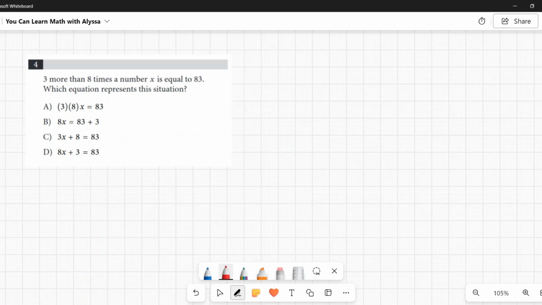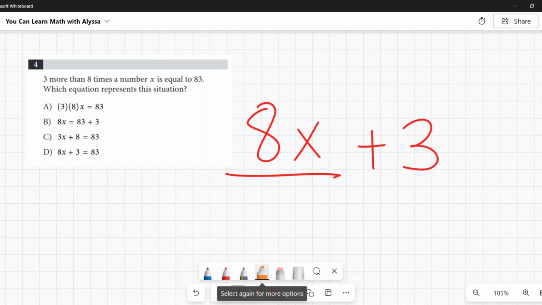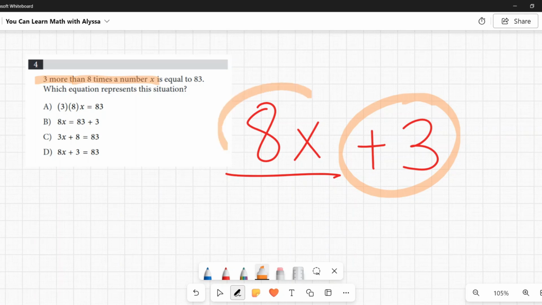So, 3 more than something. Those are our first clue. 3 more than means I'm adding. So I'm adding 3 to something. What is that something? That something is 8 times a number x, or 8x. Okay, so now I have that first part. I have 3 more than 8 times a number x.